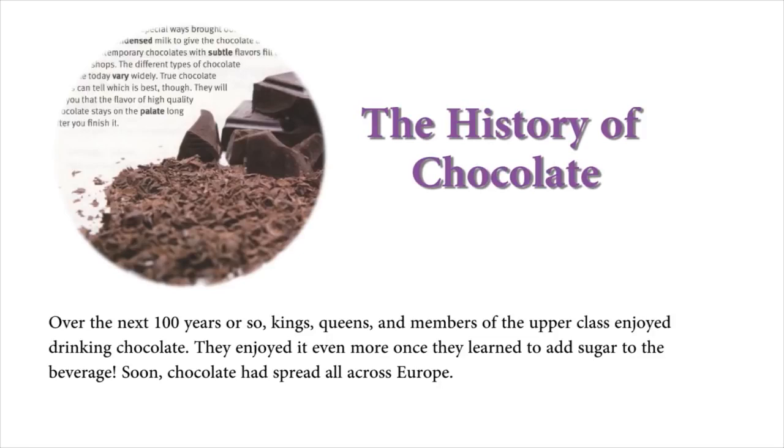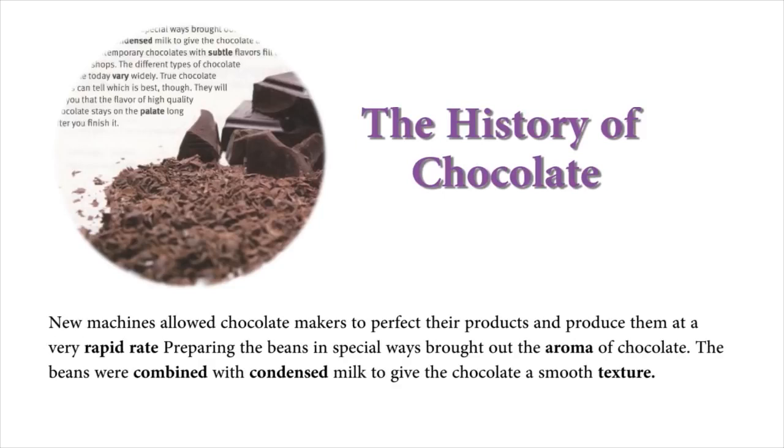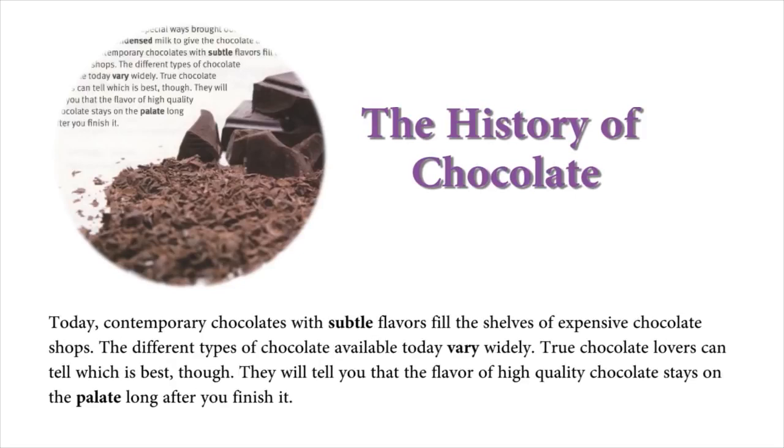Soon, chocolate had spread all across Europe. New machines allowed chocolate makers to perfect their products and produce them at a very rapid rate. Preparing the beans in special ways brought out the aroma of chocolate. The beans were combined with condensed milk to give the chocolate a smooth texture. Today, contemporary chocolates with subtle flavors fill the shelves of expensive chocolate shops. The different types of chocolate available today vary widely. True chocolate lovers can tell which is best, though. They will tell you that the flavor of high-quality chocolate stays on the palate long after you finish it.